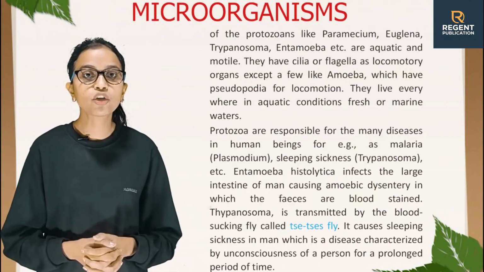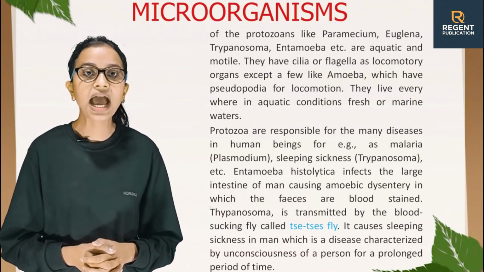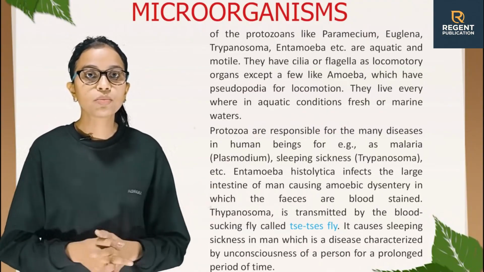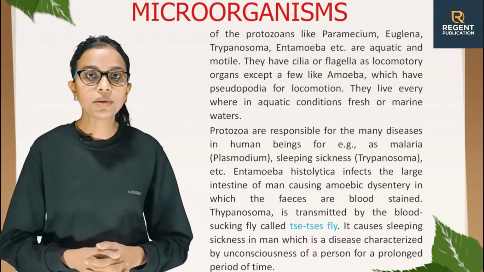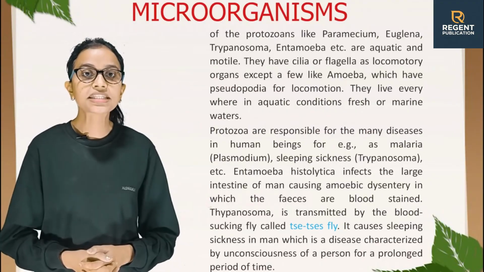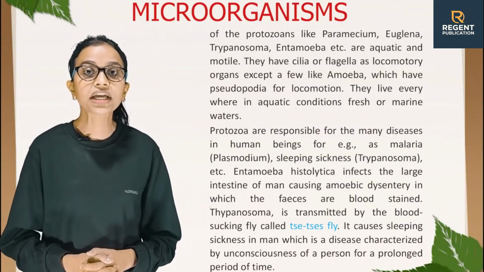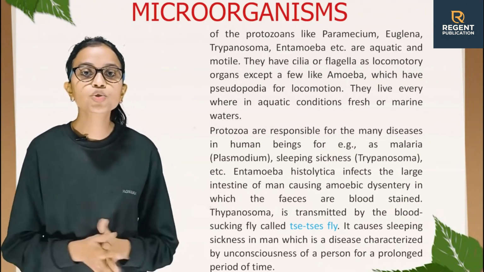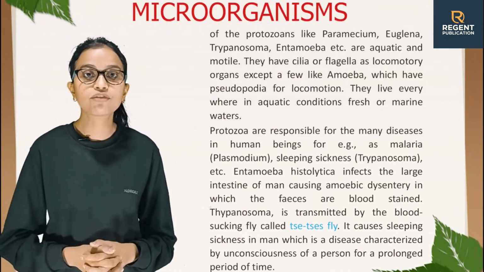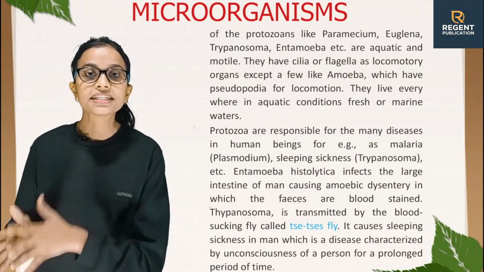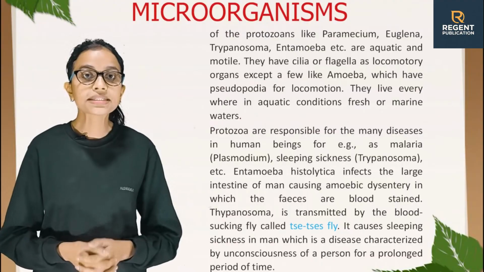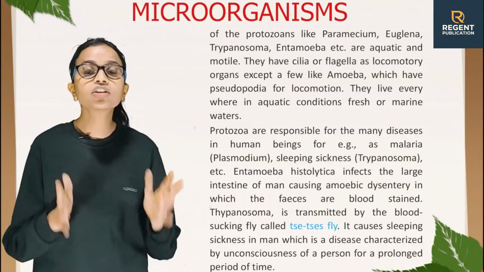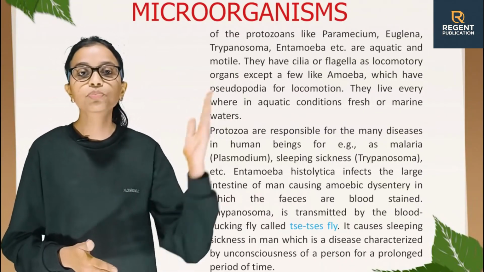Protozoa are responsible for many diseases in human beings, for example malaria, Plasmodium, sleeping sickness, Trypanosoma, etc. Entamoeba histolytica infects the large intestine of men, causing amoebic dysentery in which the faeces are blood stained. Trypanosoma is transmitted by the blood-sucking fly called tsetse fly. It causes sleeping sickness in men, which is a disease characterized by unconsciousness of a person for a prolonged period of time.